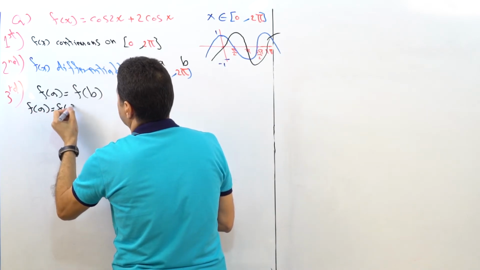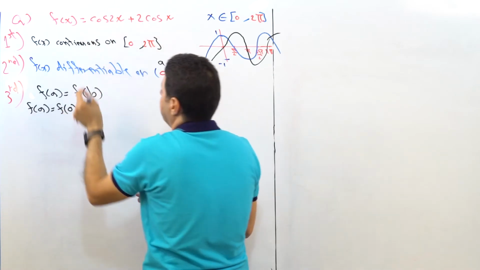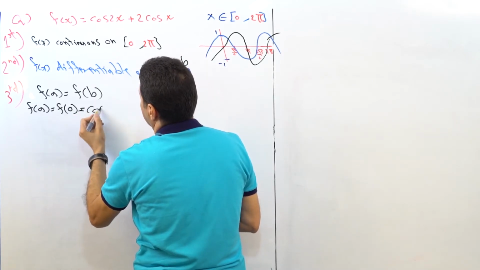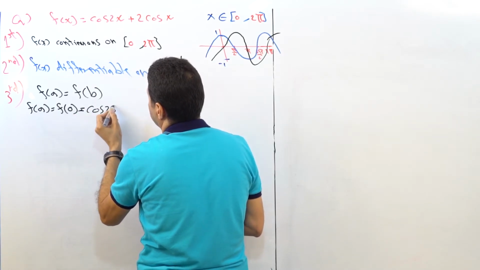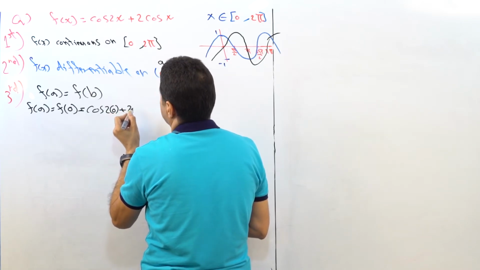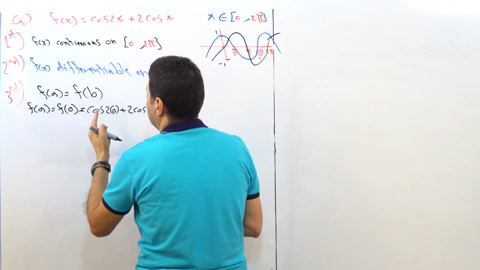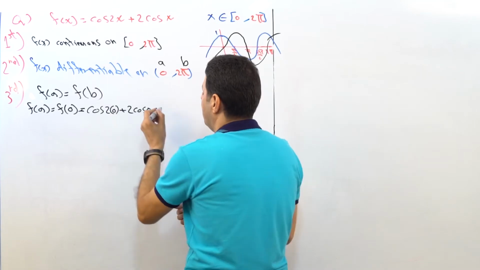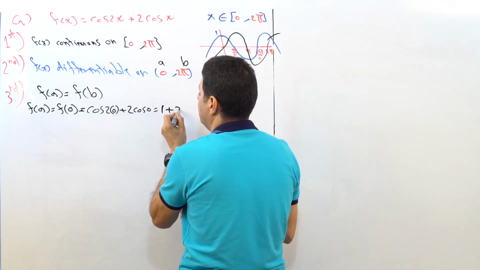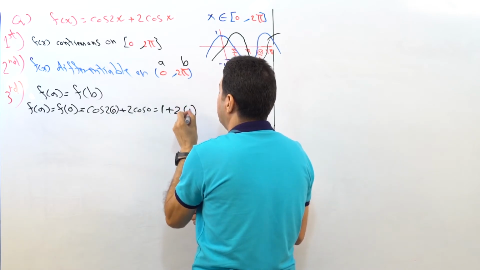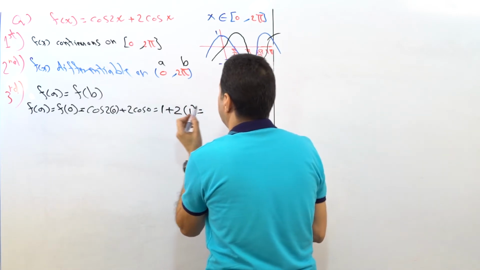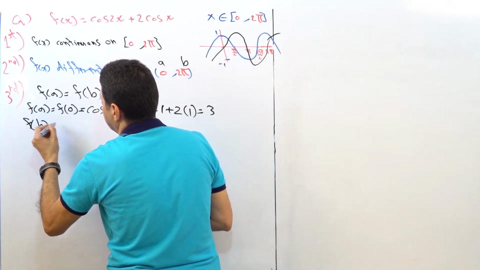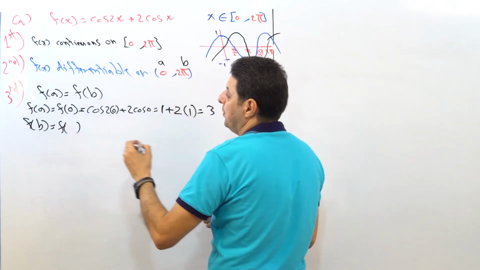f of 0: substitute every x by the number 0. Cosine of 2 times 0 plus 2 cosine 0. 2 times 0 is 0. Cosine 0 is 1, plus 2 times cosine 0, which is 1. 2 times 1 is 2, plus 1 is 3. That is f of A. f of B, it is 2 pi.